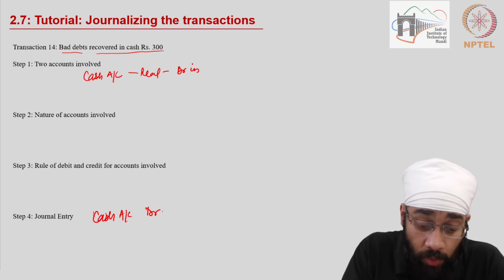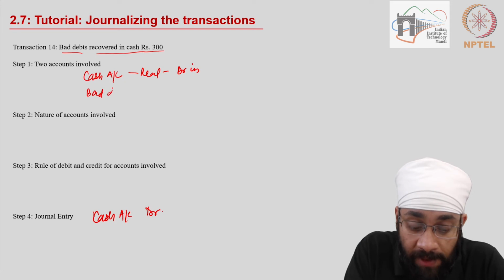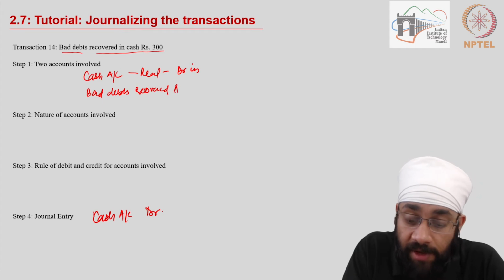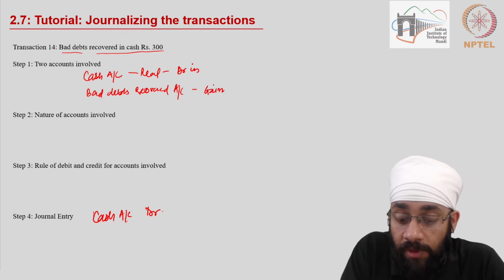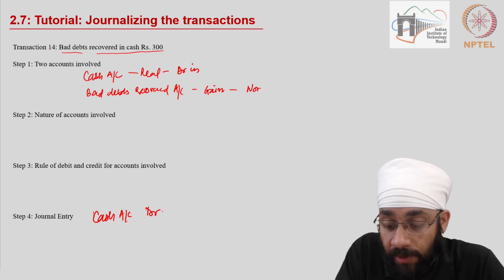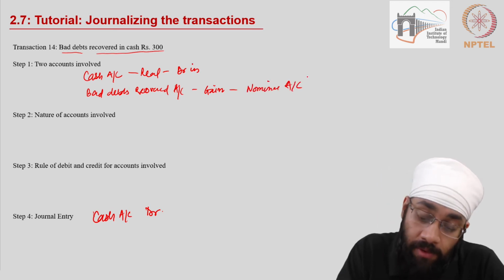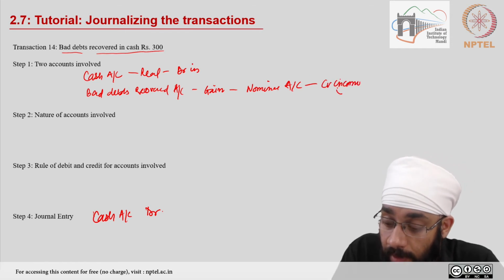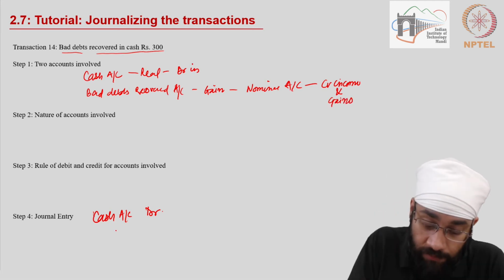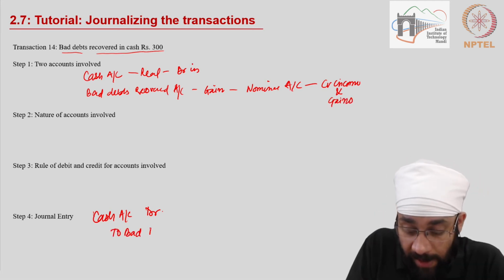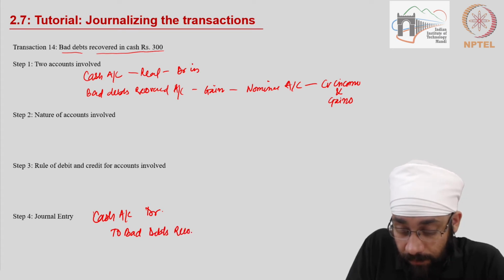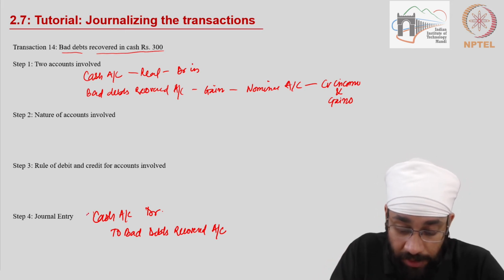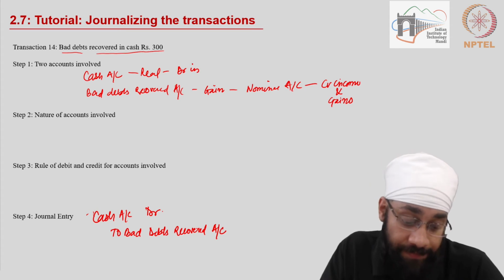debit. Now what should be the other account? You have bad debts recovered account, which is a gain. You recovered the money, and this is a nominal account. All incomes and gains are nominal, and you credit all incomes and gains. Therefore, you're going to write to bad debts recovered account. So cash has been received. You write cash account debit to bad debts recovered account.